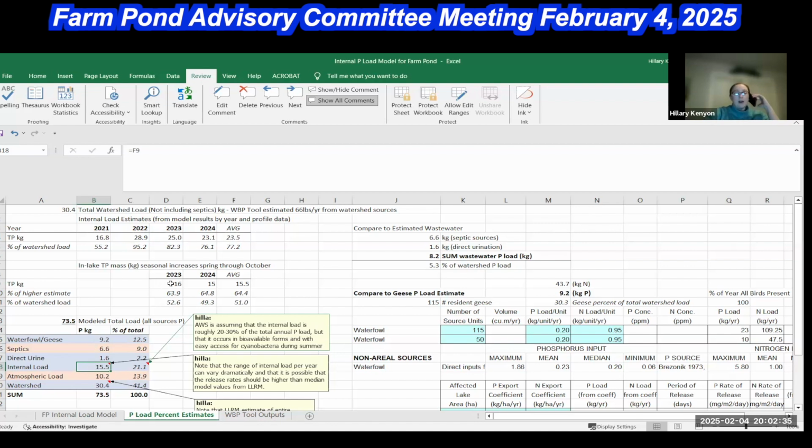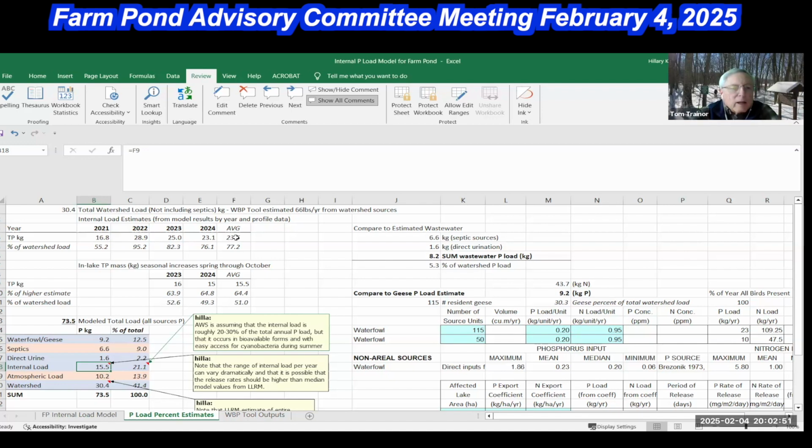Instead, I used, for now, my estimates of in-lake hypolimnetic phosphorus increase in terms of kilograms. And so that's there. But that basically is the 20%, and then the high range is if I use this average here, which is about 30%. So there's where your range comes in.